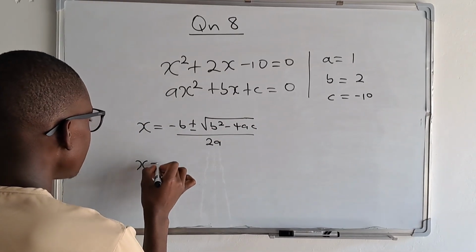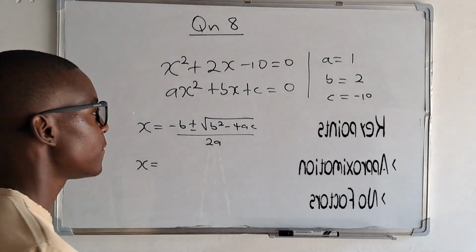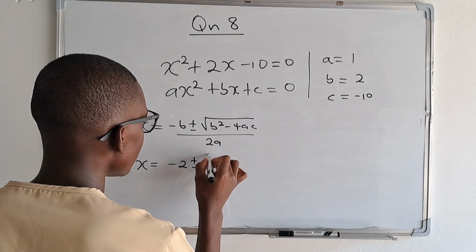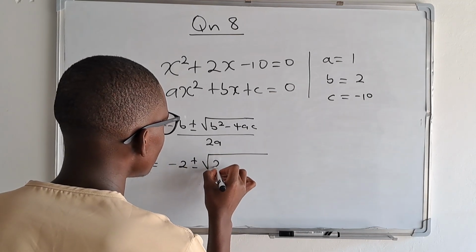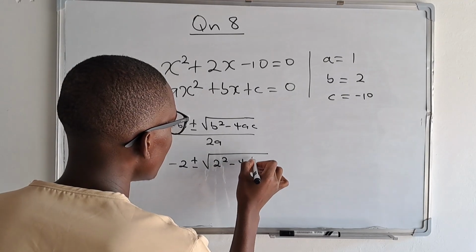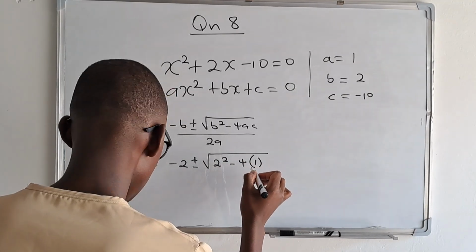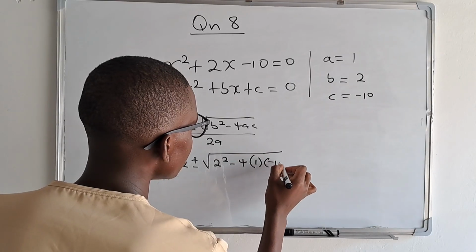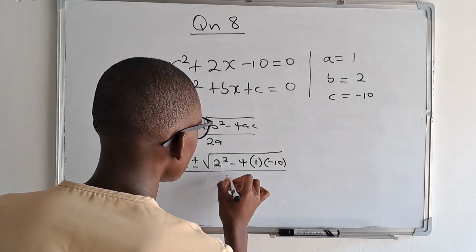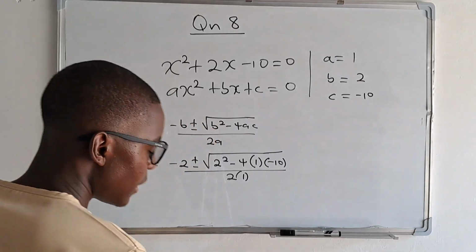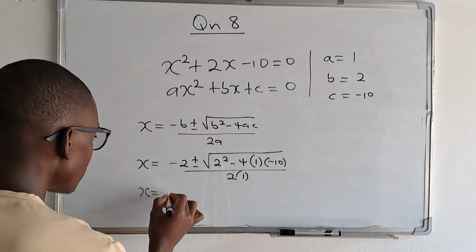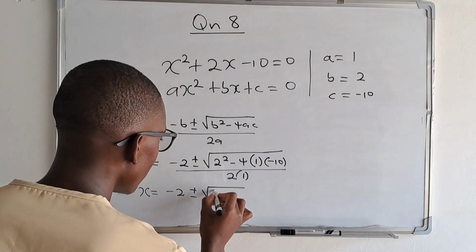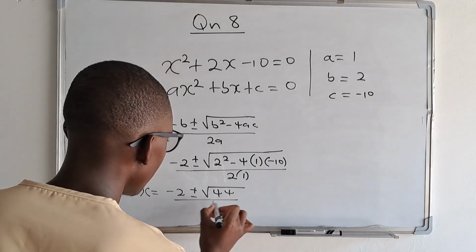Then it will be x. Now you substitute the coefficients. Substituting the coefficients, negative 2 plus or minus the square root of 2 squared minus 4, our a is 1, then our c is negative 10, over 2 times 1. x will be equal to negative 2 plus or minus the square root of 44 over 2.